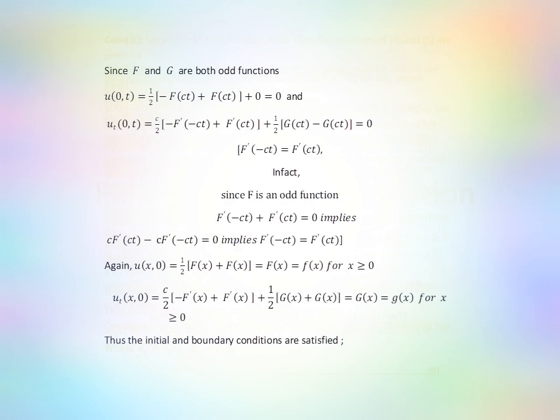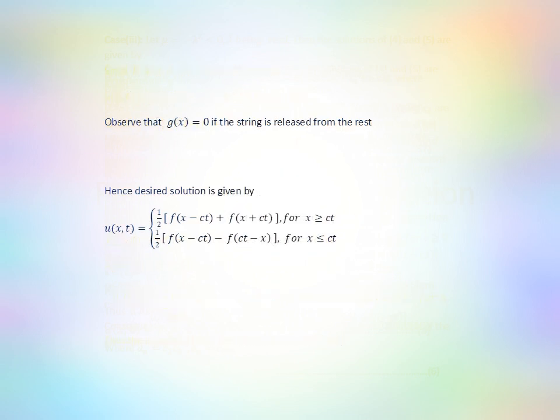Again, u(x,0) equal to half of capital F(x) plus capital F(x), equal to capital F(x), equal to f(x) for x greater than or equal to 0. So u_t(x,0) is equal to c by 2 times minus F'(x) plus F'(x), plus half of capital G(x) plus G(x), equal to capital G(x), equal to small g(x) for x greater than or equal to 0. Thus the initial and boundary conditions are satisfied. Observe that g(x) equal to 0 if the string is released from rest.